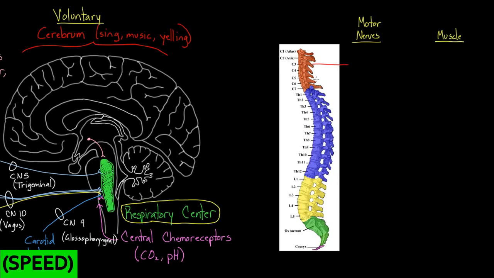So the first one, and the one that people usually always kind of talk about or think about, is this one right here. This is going to be C3, C4, and C5. So C3 through C5, and the muscle is the diaphragm. This is the giant muscle that kind of sits right below our lungs, and when it contracts, you take in a nice deep breath. But it doesn't work alone, right? We've got other muscles involved as well.